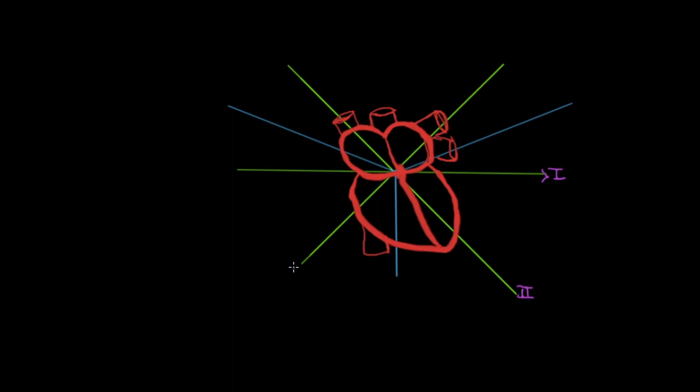Kind of fill in the blank with lead 3, and then we hit our corners. Left side of the patient, AVL, right side of the patient, AVR, and the foot of the patient, AVF. And that's Einthoven's triangle and how it connects to starting to talk about axis deviation.